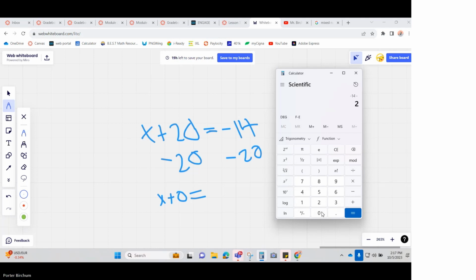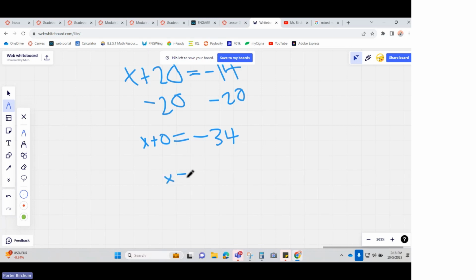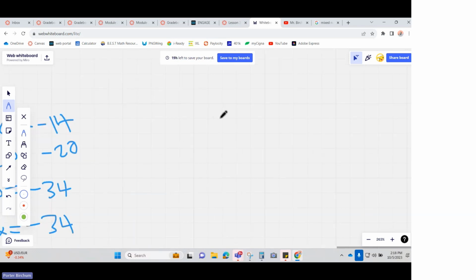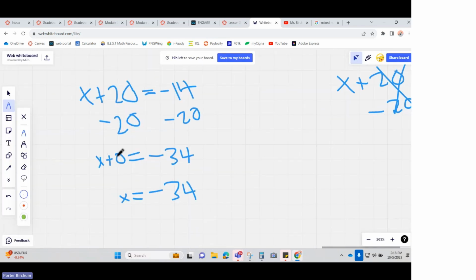minus 20, negative 34. And x plus 0, anything plus 0 is just itself. So that's just x. I'm going to start saying a more efficient way to do this. I know I love writing plus 0, but I'm just going to start to say, rewriting the equation. I'm going to say, okay, I'm going to minus 20 from both sides. These cancel out. That's what I'm going to start doing from here on out, so that way I don't have to keep writing plus 0 because it's kind of pointless, as you've noticed.